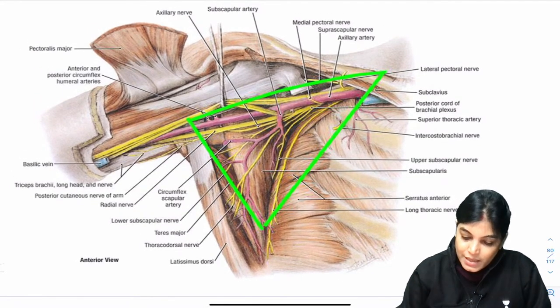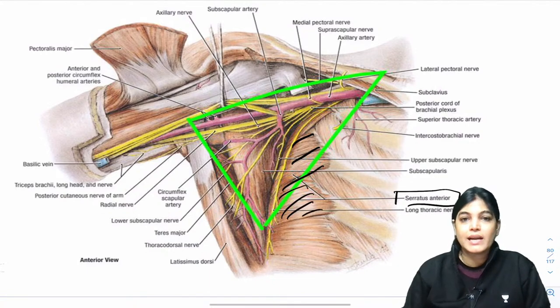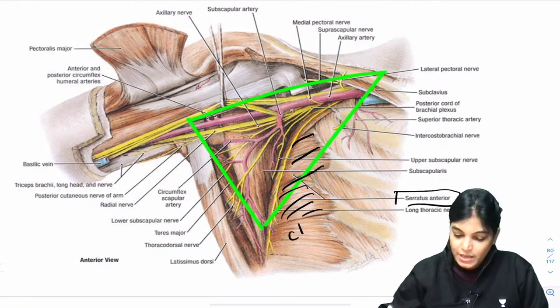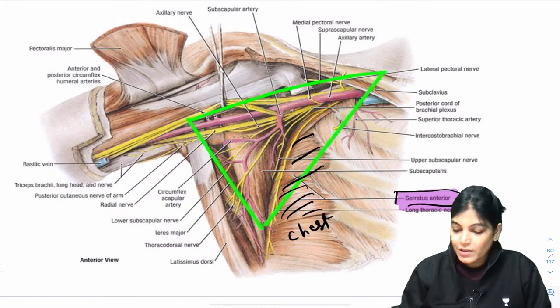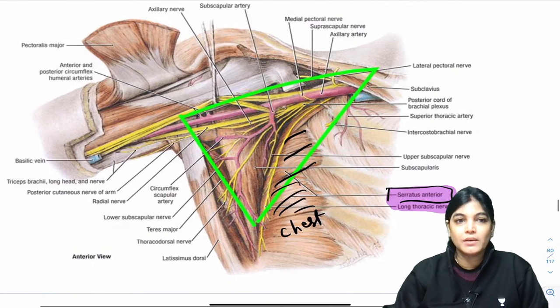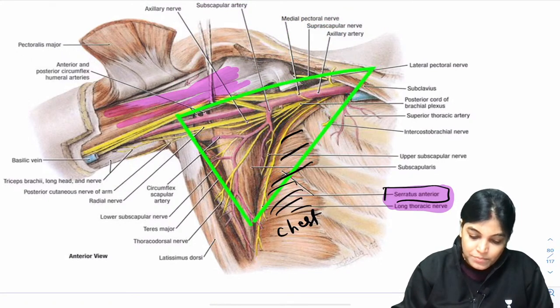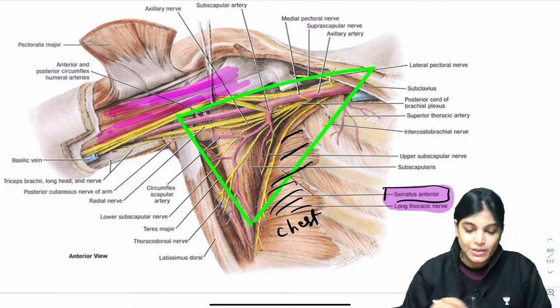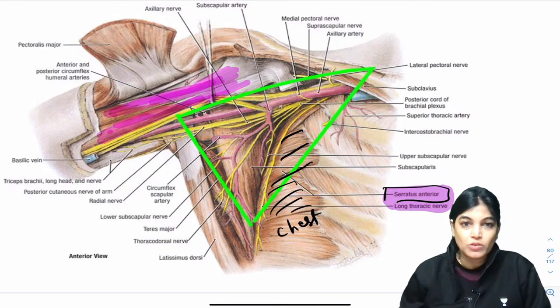In this diagram, you can see these parts are the serratus anterior muscle, which is covering the lateral aspect of the chest. The serratus anterior muscle, which has the long thoracic nerve as its nerve supply, forms the medial wall. Here we have the muscles of the upper arm, biceps and coracobrachialis, and this is forming the lateral wall. I have already talked about the apex.